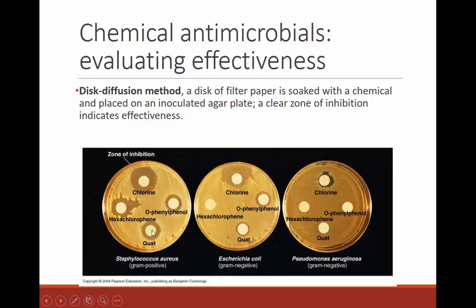If we look at, say, a quat, which is a type of detergent, it's got quite a nice clearing zone there with Staph aureus, a smaller clearing zone with the E. coli, and Pseudomonas just laughs at it. Okay, so it just grows basically over that disc. So this is a really good way of seeing very quickly how effective those particular antimicrobials would be. And you can, probably not on this one, but typically you would measure that zone of inhibition, so from the edge of the disc to the edge of the growth.